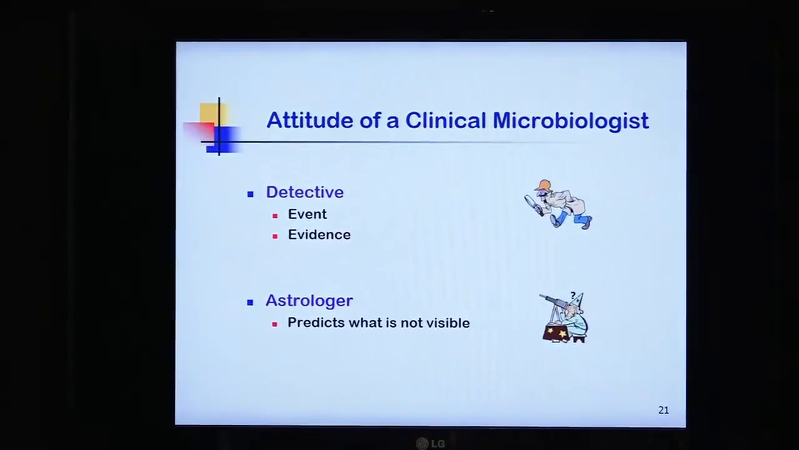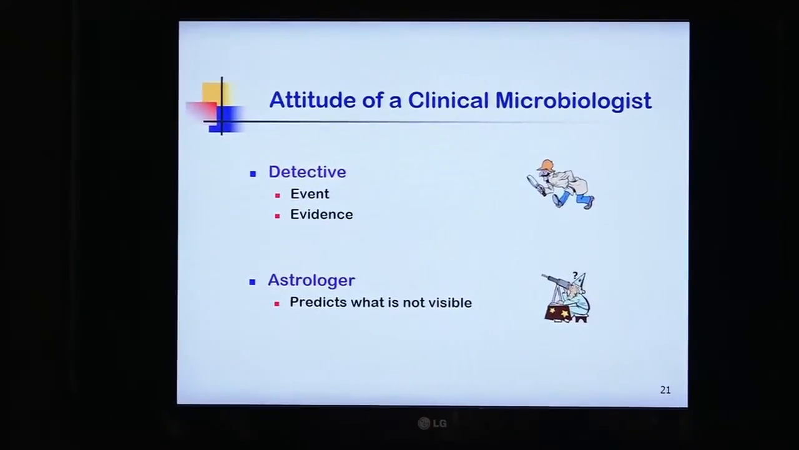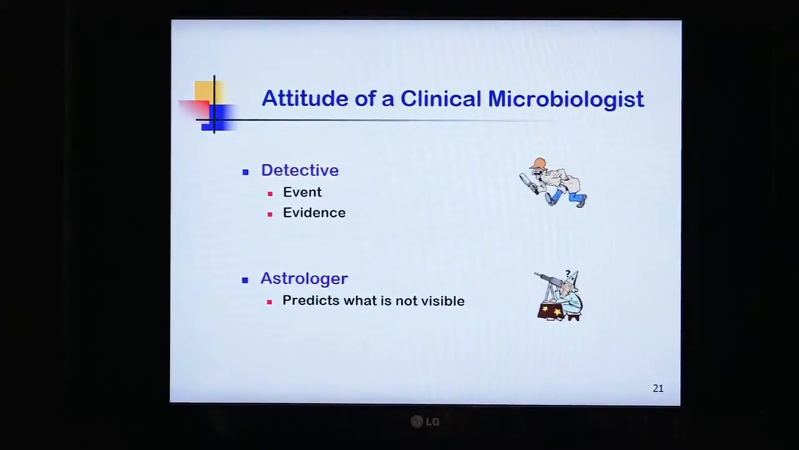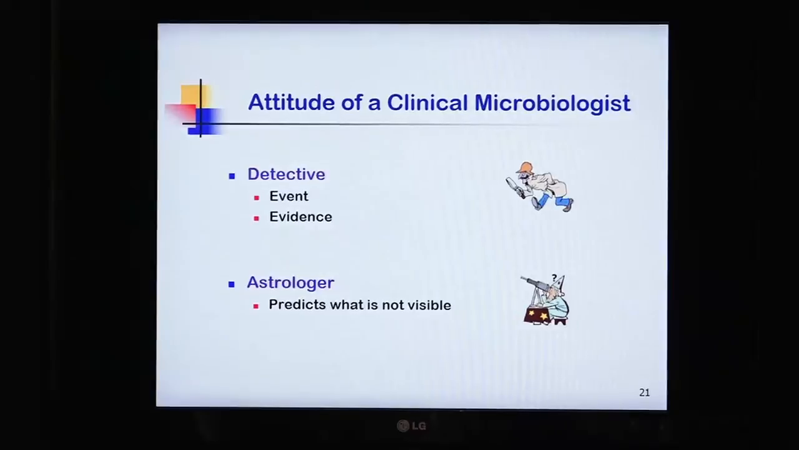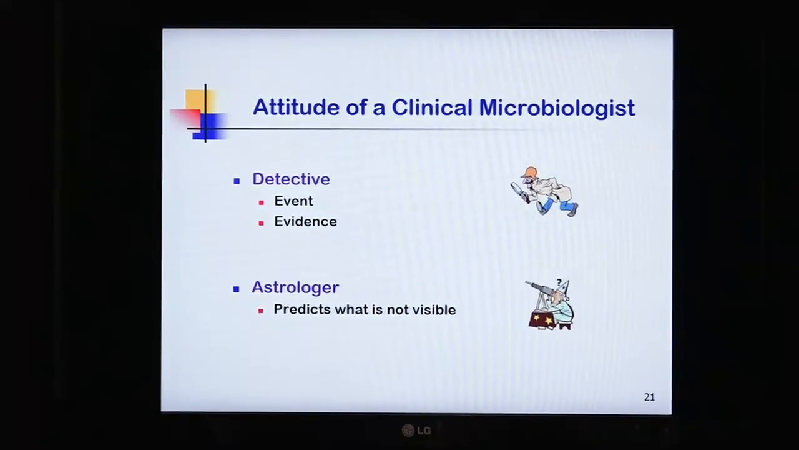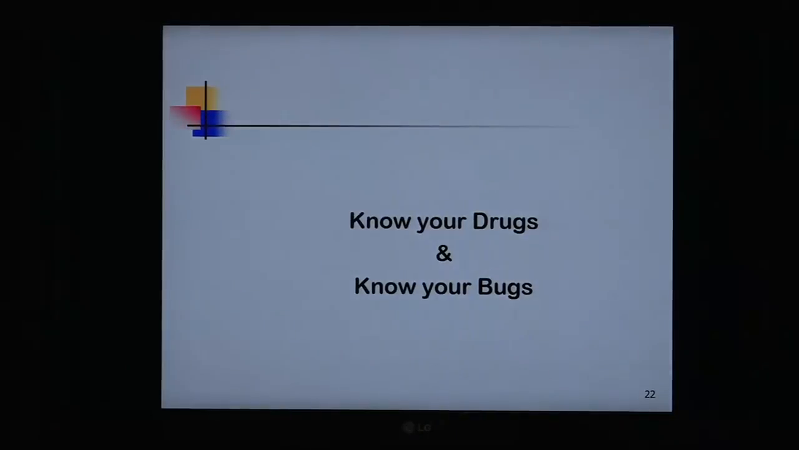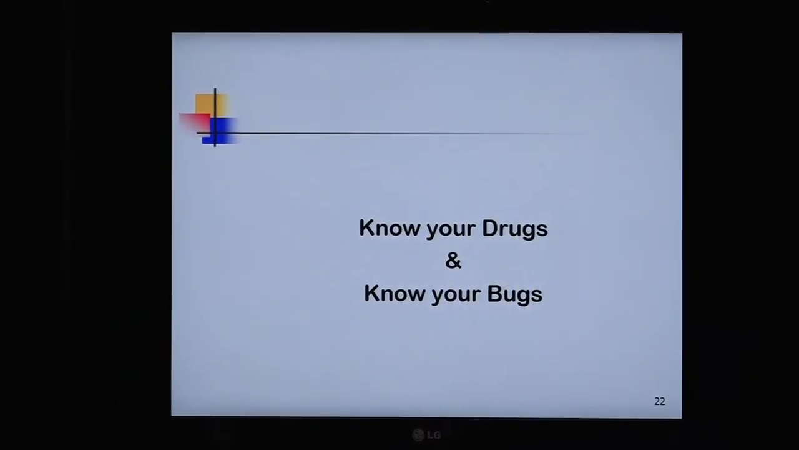Similarly, sometimes looking at one finding, you should be able to predict that there could be another finding. Something must be going on in the patient, and alert the clinician, "I'm suspecting this." So you have to be a detective. You have to be an astrologer, microbiological astrologer. And for this, you must know your drugs and you must know your bugs.